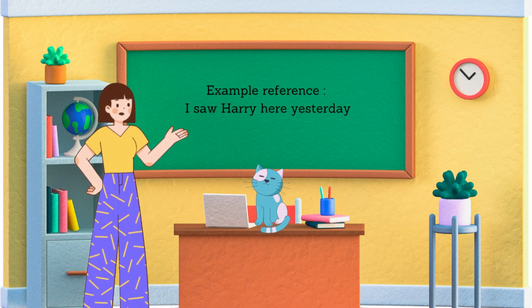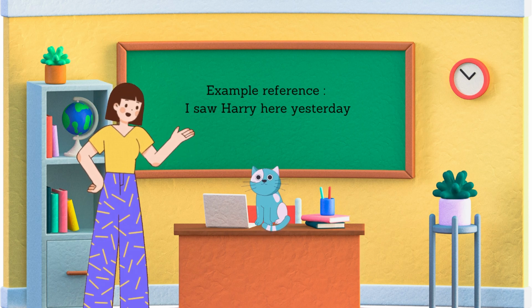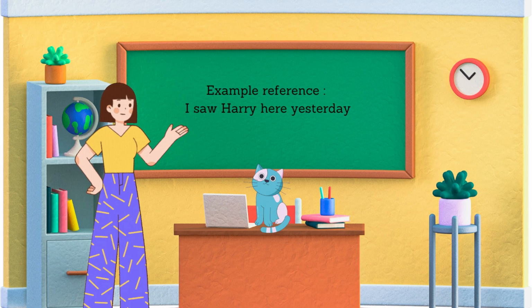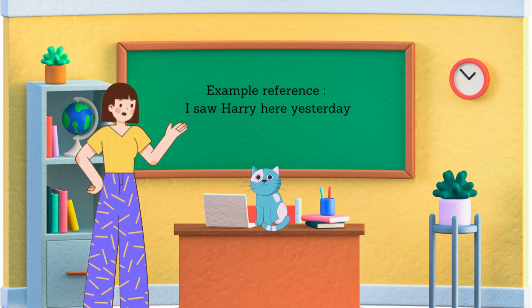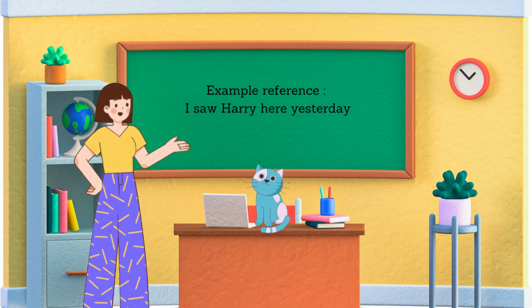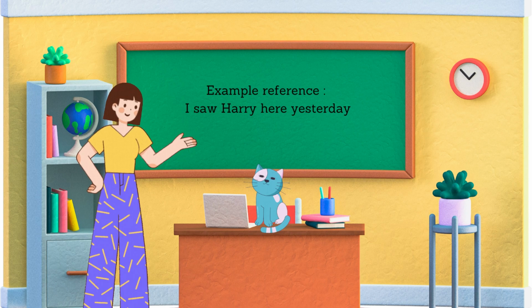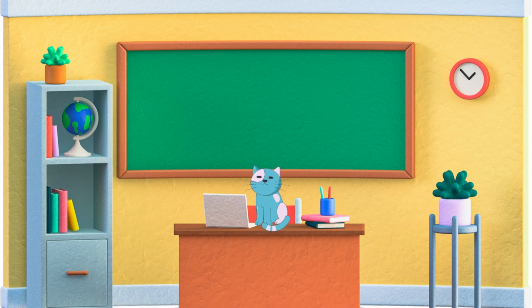I is a subject, saw is a verb, Harry is a direct object, here is a location, yesterday is a time. This sentence indicates that the speaker saw someone named Harry in the same location where the speaker is currently, and this event happened yesterday.